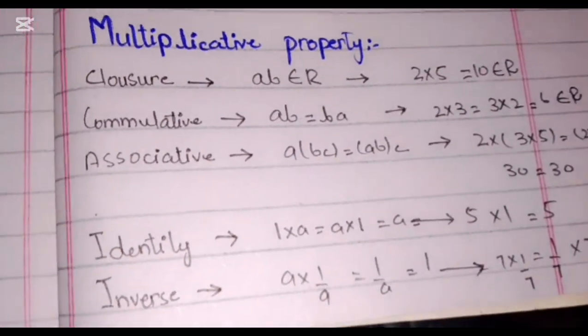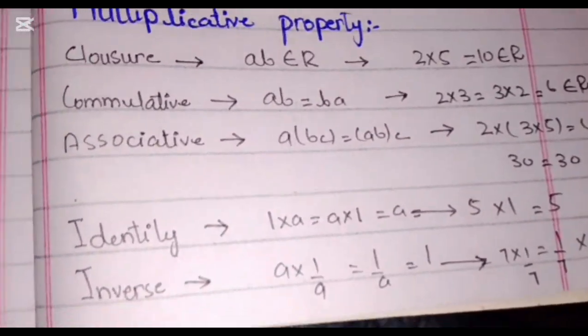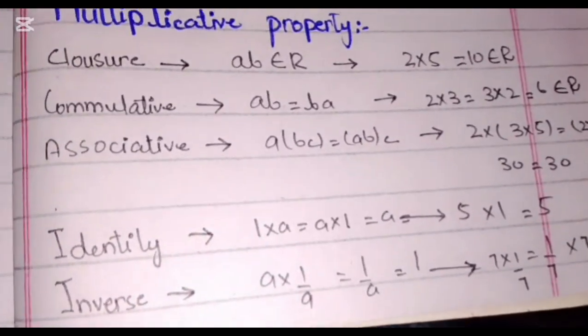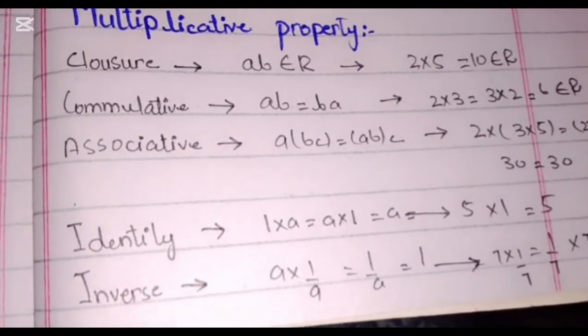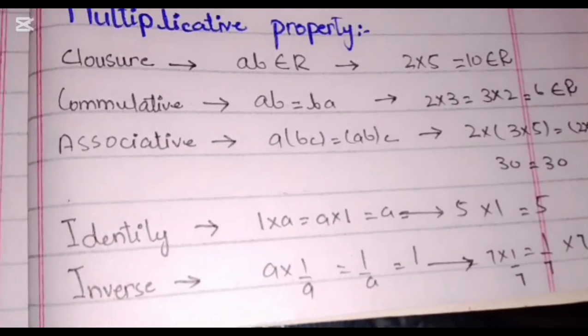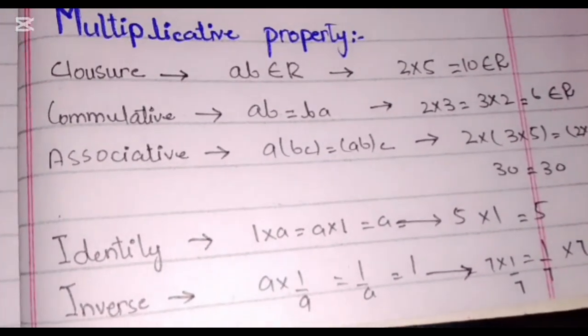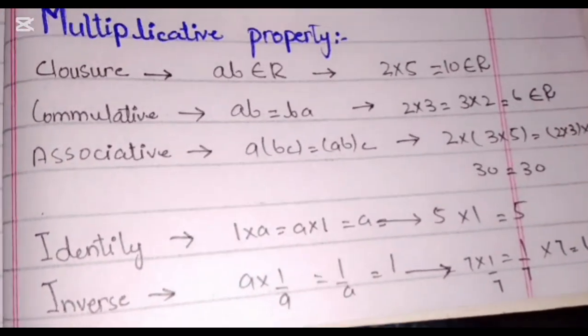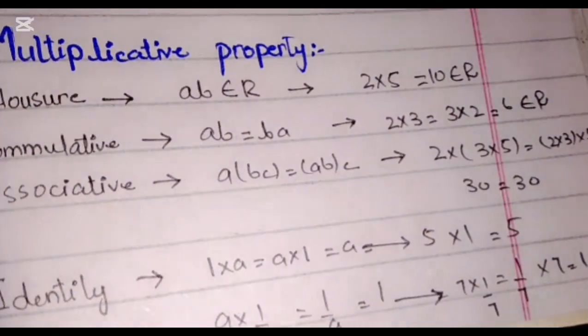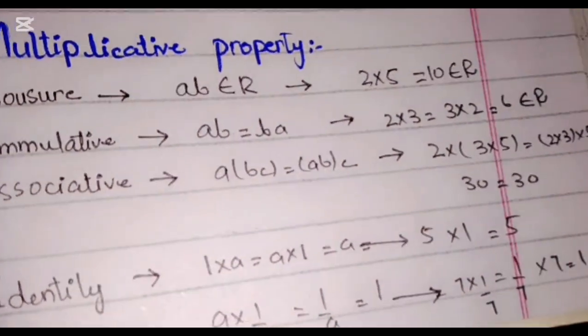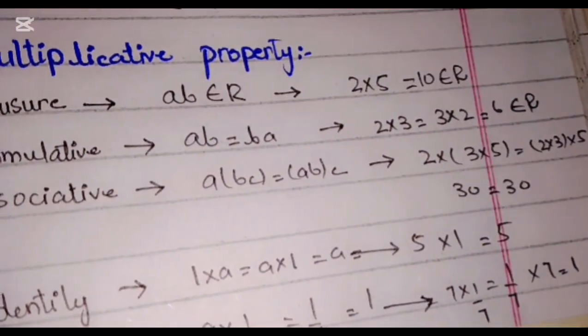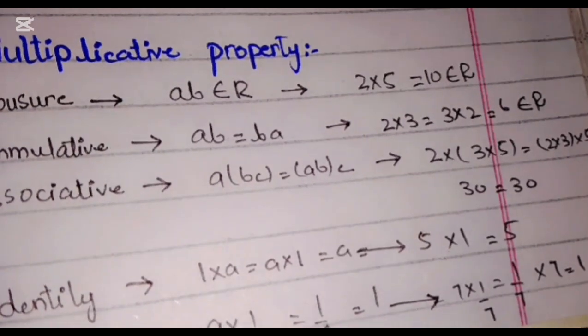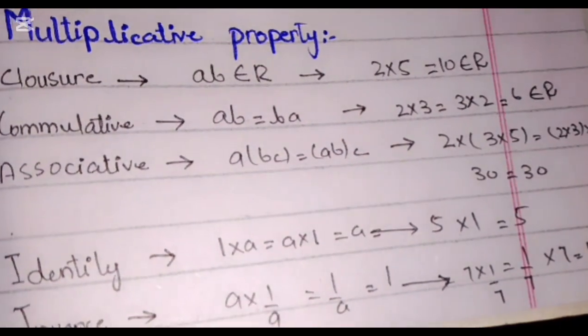The other property is the associative property. In the additive property we add three numbers, but in the multiplicative property we multiply three numbers on both sides. For example, 2 multiplied by 3 into 5, and on the right hand side it is the same, 30 is equal to 30, that is the answer.